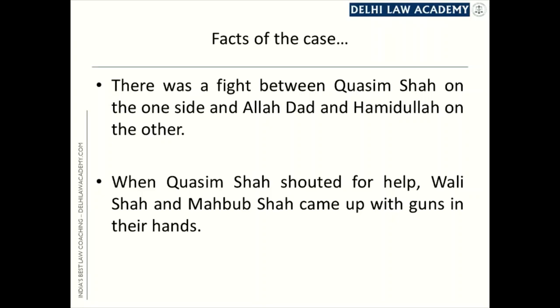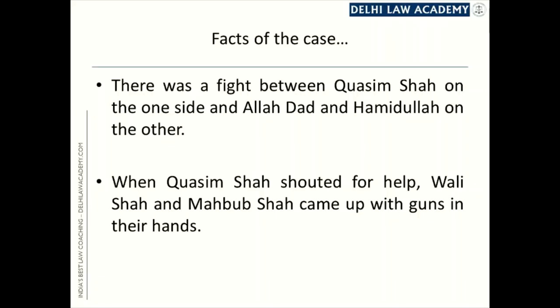In this case, there was a fight between one Qasim Shah on the one side and two persons, Allah Dad and Hamidullah, on the other side. During the fight, Qasim Shah shouted for help because he was alone, and when he shouted for help, two persons appeared on the scene and they were armed with guns. Who are these two persons? Wali Shah and Mehboob Shah.